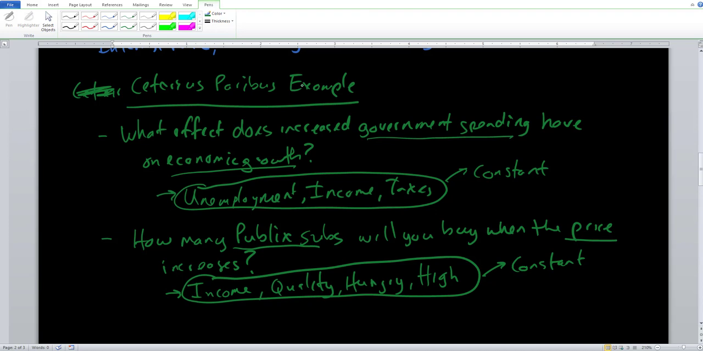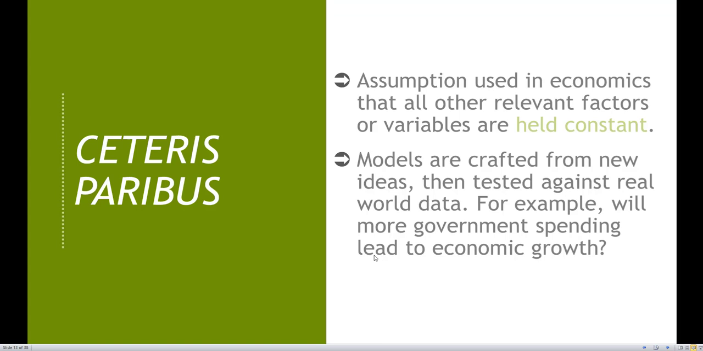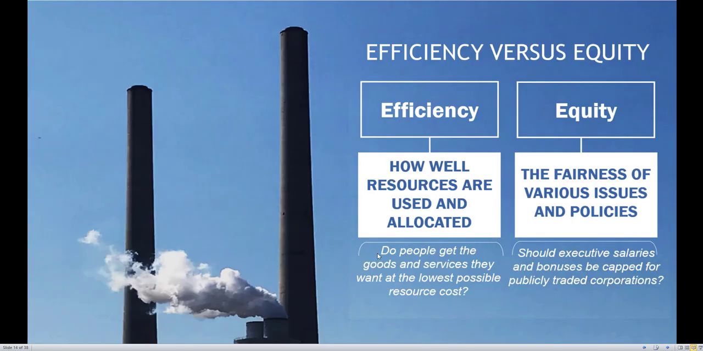Another thing that we focus in on with macro and microeconomics, another similarity that we see, is what do they tend to focus in on a little bit more? Do they care a little bit more about efficiency, or do they care a little bit more about equity? So efficiency, as you can see right here, is how well resources are used and allocated, while equity deals with the fairness of various issues and policies.